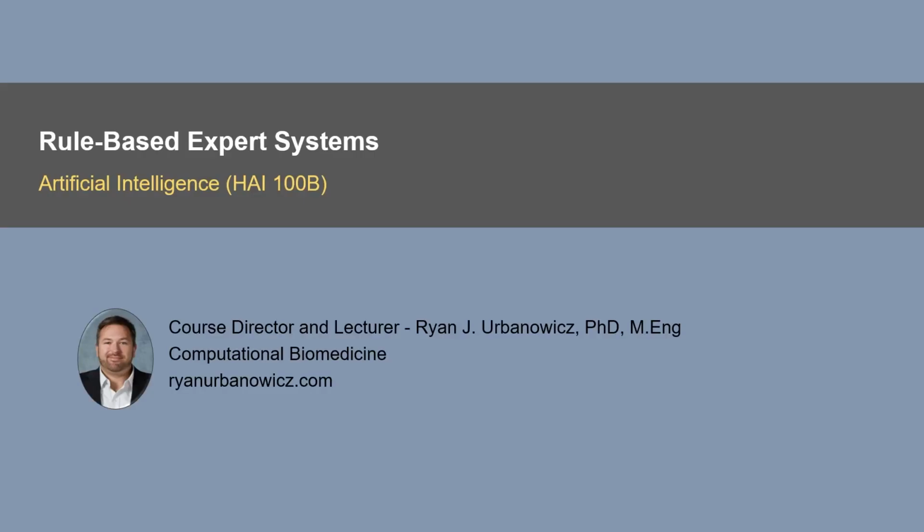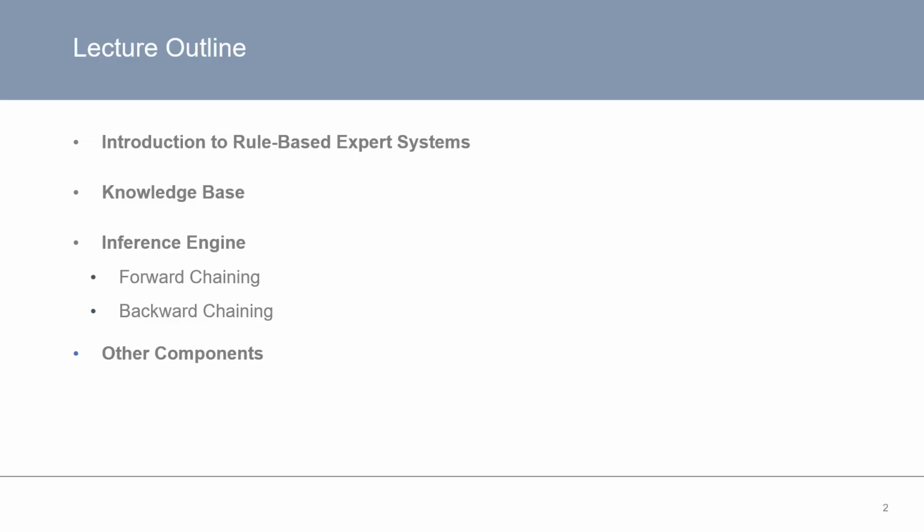Welcome to this lecture on the topic of rule-based expert systems. During this lecture, we'll start by providing an introduction to rule-based expert systems. Then we'll take a closer look at essential components of a rule-based expert system, starting with the knowledge base, followed by an examination of the inference engine, with a particular focus on the difference between forward and backwards chaining. And lastly, we'll briefly review other components of a rule-based expert system.